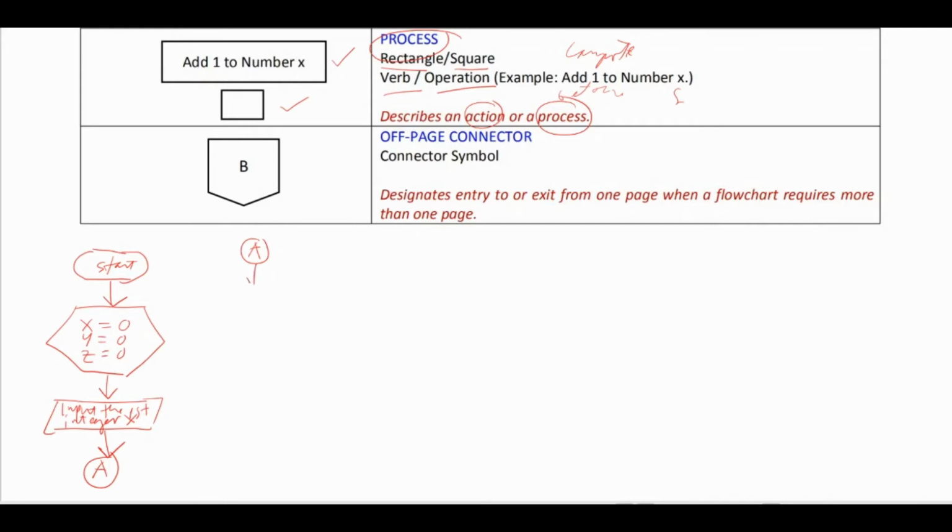After we input the first integer, we input the second integer. And after we input the second integer y, we now proceed to computing the sum of x and y. Computing the sum of x and y is a process, so we use either a rectangle or a square. In our case, we'll use a rectangle, so we could write longer labels here. So we would say z is equal to x plus y.